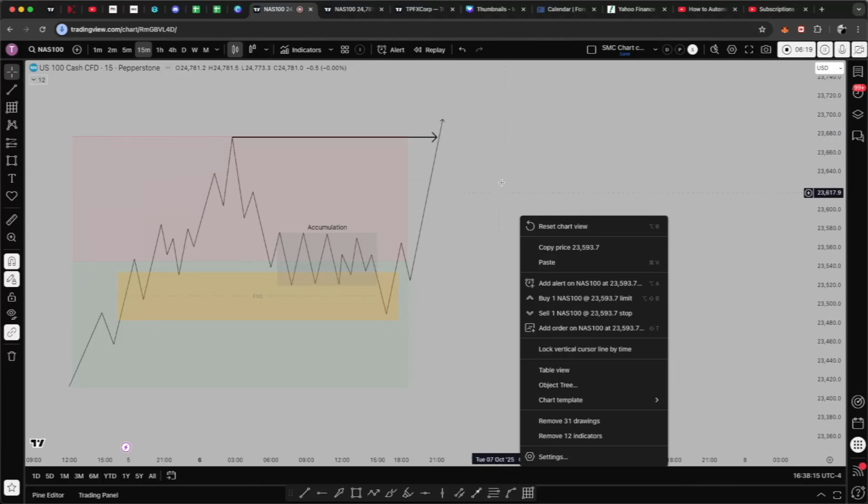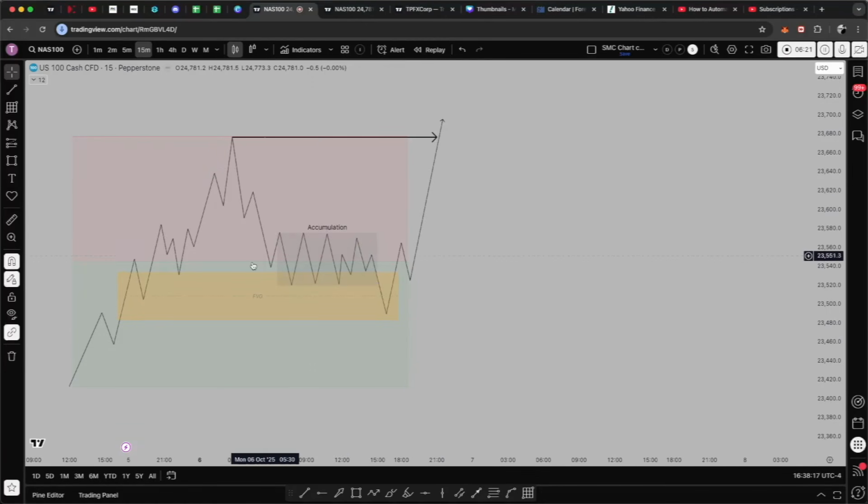I'm going to explain why this happens. Why most likely this happens, accumulation. The markets are constantly building liquidity. Constantly. It's happening all the time, over and over. It's either accumulating, manipulating or distributing. It's just known as the power of three: accumulation, manipulation, distribution.